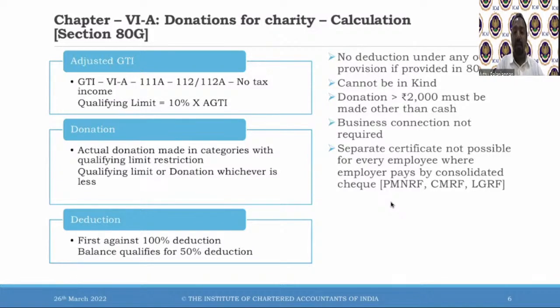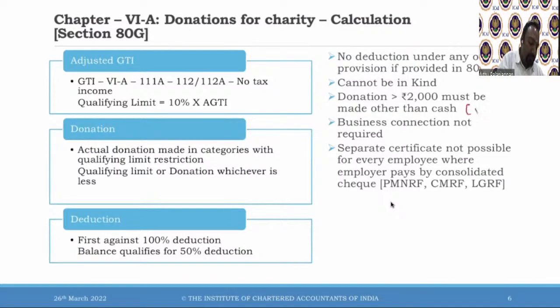So it cannot be in kind, which means it has to be in cash only. Kind is not accepted for ATG. And donation greater than 2000 must be made other than cash. This was introduced from 1st June 20. Prior to that, it was actually 10,000.